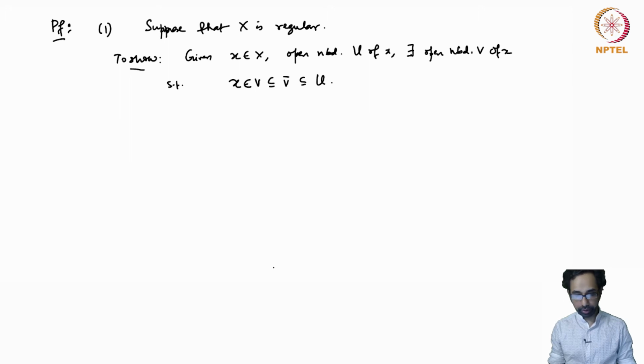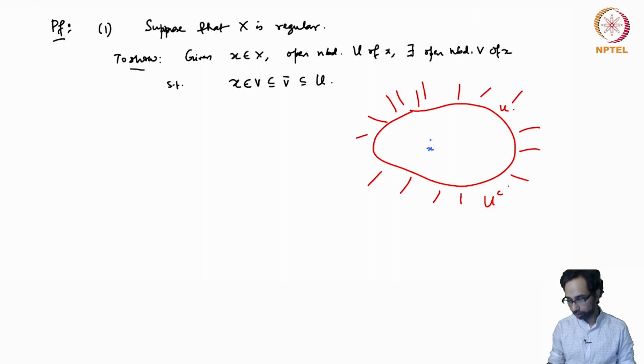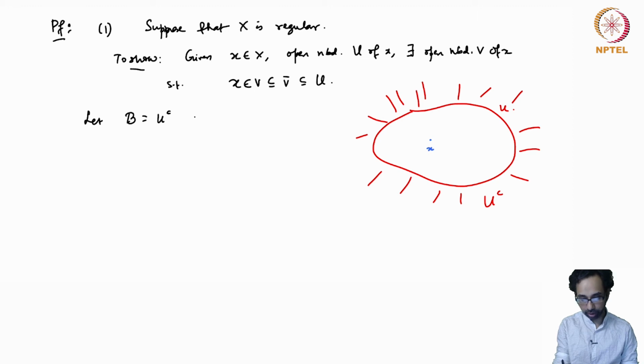So how do we use the regularity property? You have a point x here, and you have the open neighborhood U. Now to use the regularity property, you need a closed set which does not contain the point x. So what is the candidate for a closed set here? The easiest one, and which works, is simply taking U complement. Since U is open, U complement is a closed set which does not contain x. So let us write B as U complement. This is a closed set and x does not belong to B.